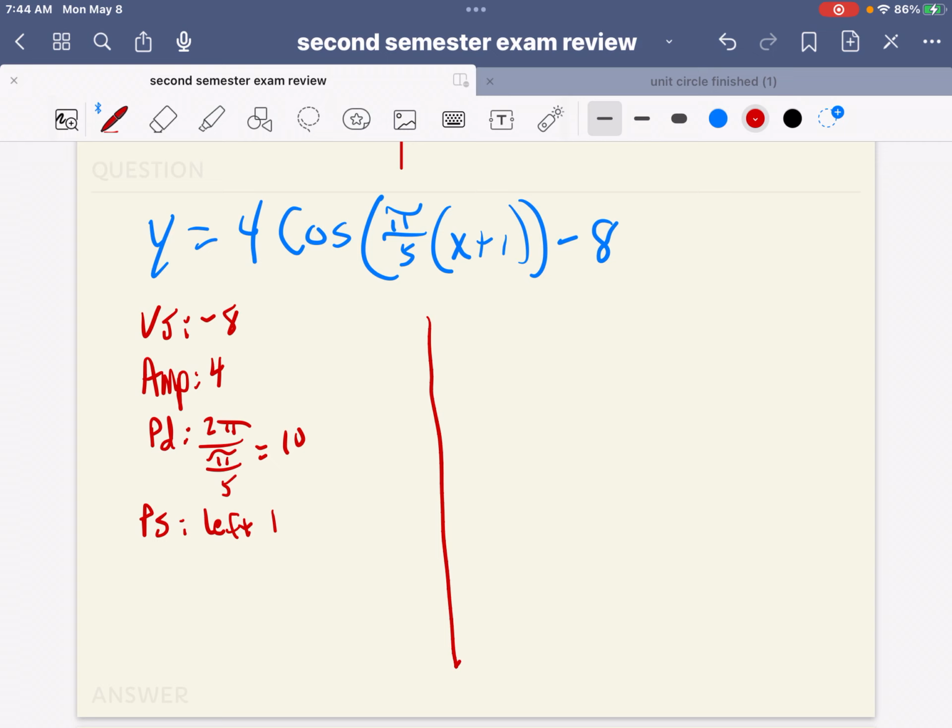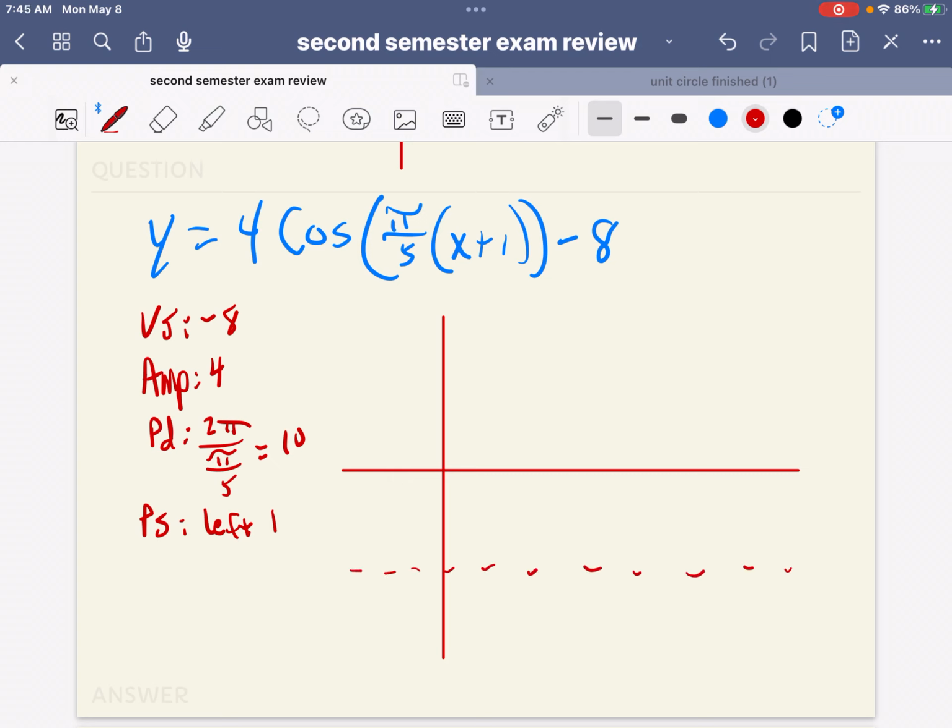So let's see, we draw our y-axis, draw our x-axis, and then we draw y equals negative 8 as our midline. Amplitude of 4 takes us up to negative 4 for the highs and negative 12 for the lows. Okay, now the phase shift is to the left 1, so I'm going to label a tick mark negative 1. And then 10 divided by 4 is 2.5, so I add 2.5 to get the next tick marks.